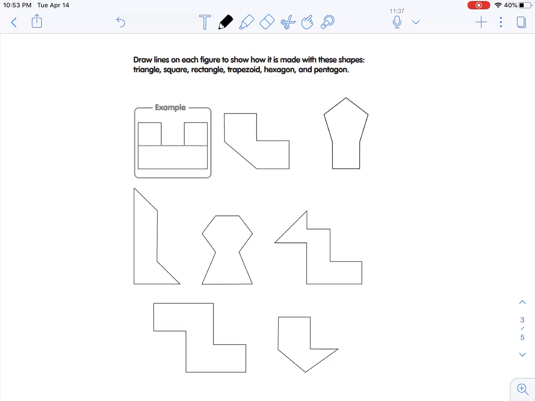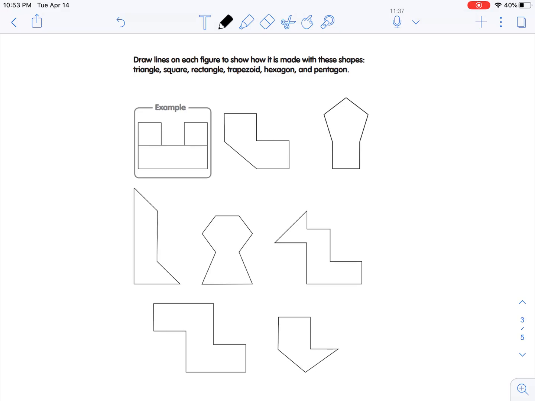Let's see what we can do. Looking at this first shape, if you're going along with me and doing it as I'm doing it, go ahead and draw in those lines you think you draw in to separate some of those shapes. If you're someone that's done it already and is just reviewing with me, then follow along.